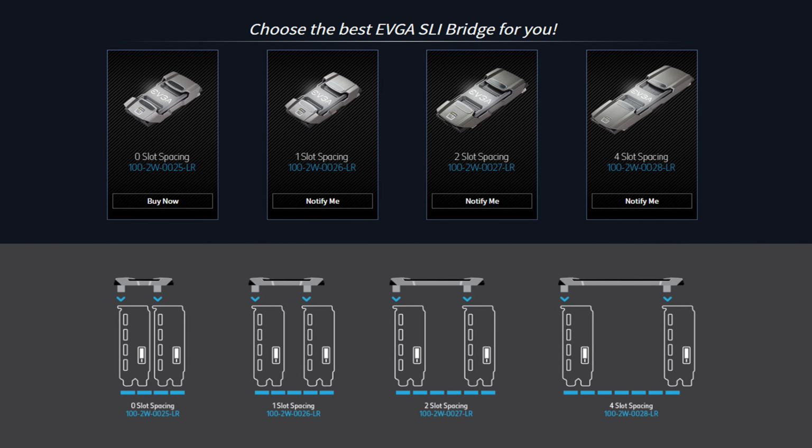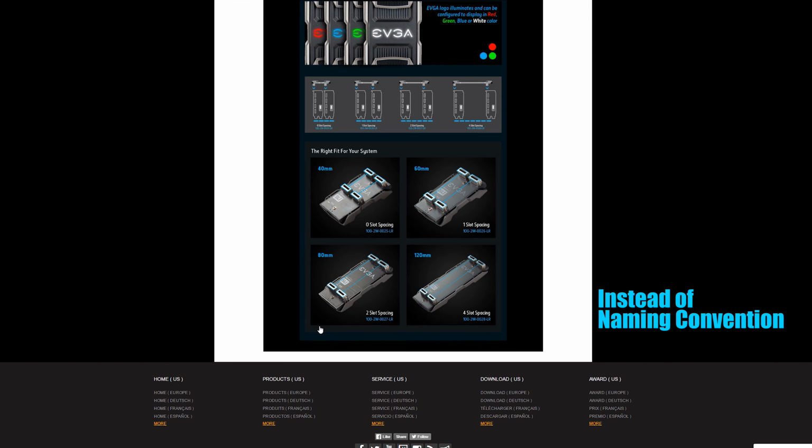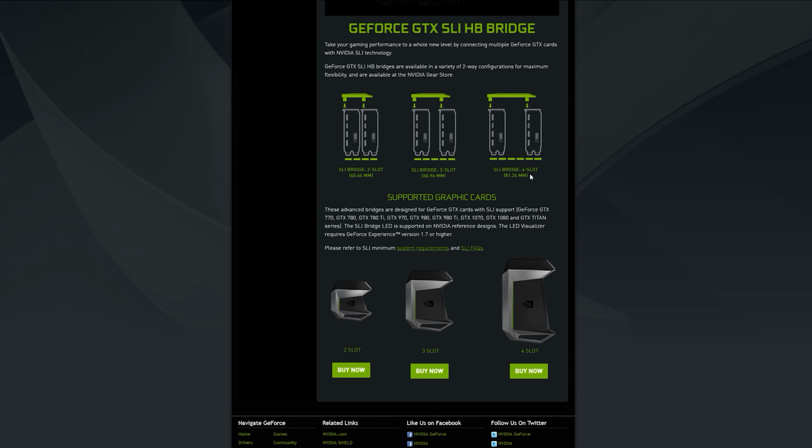Since there are so many different versions available in the market, it is better to stick with the distance between the 2 slots. I measured the distance for my PC between slot 1 and 3, where I was using the cards, and it was 80 mm, so I went with the 4-slot NVIDIA HB SLI bridge, which was 80 mm away.